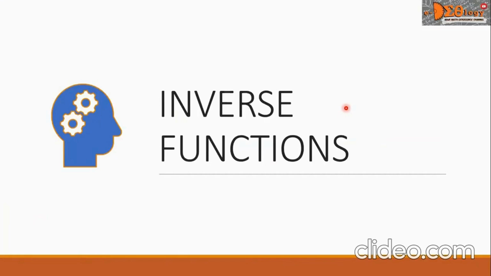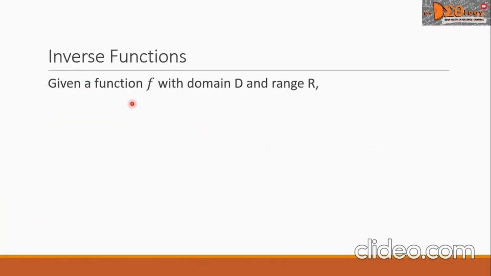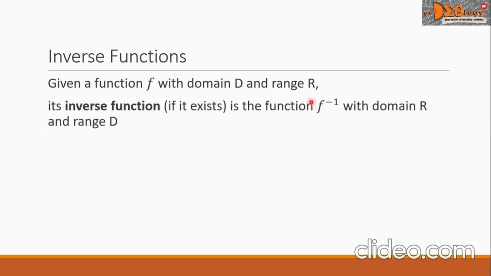Today we're going to study inverse functions. Given a function f with domain D and range R, its inverse function, if it exists, is the function f inverse. This is the notation. Take note, do not be confused, this -1 exponent is not an exponent of f. The -1 here is only a notation for inverse function.